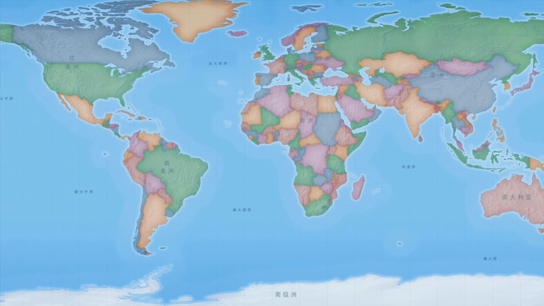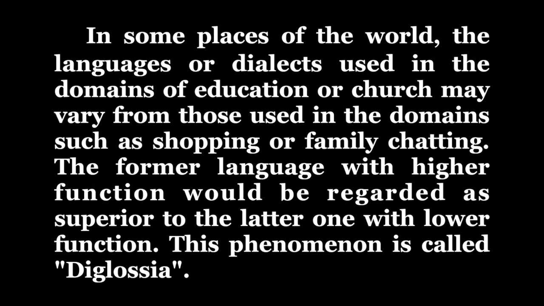Have you ever noticed that in some places of the world, languages or dialects used in the domains of education or church may vary from those used in the domains such as shopping or family chatting? The former language with higher function would be regarded as superior to the latter one with lower function. This phenomenon is called diglossia.